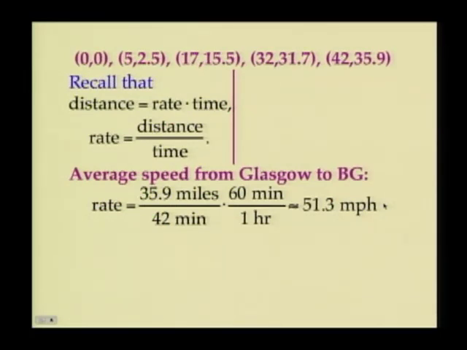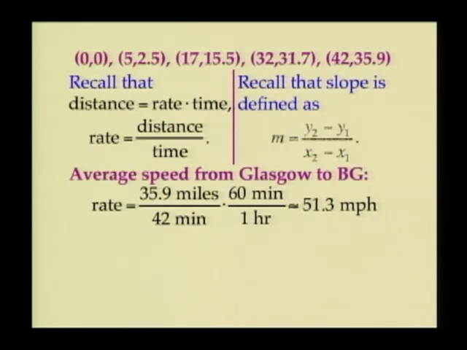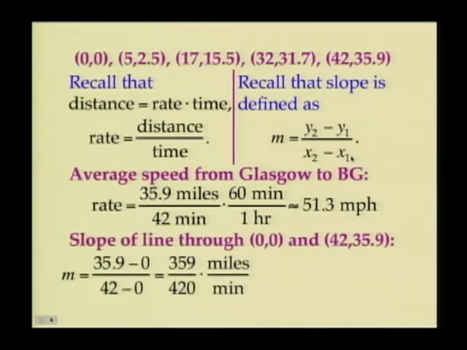Now, what does that have to do with slope? Well, if I asked you the question in a different way, and I should mention what slope is: it's rise over run, change in y over change in x. If I were to say, find the slope of the line through the beginning point and the end point, that would be the y, 35.9 minus 0, over the x, 42 minus 0. And that works out to be the fraction there. And it's still miles over minutes, which you can convert.